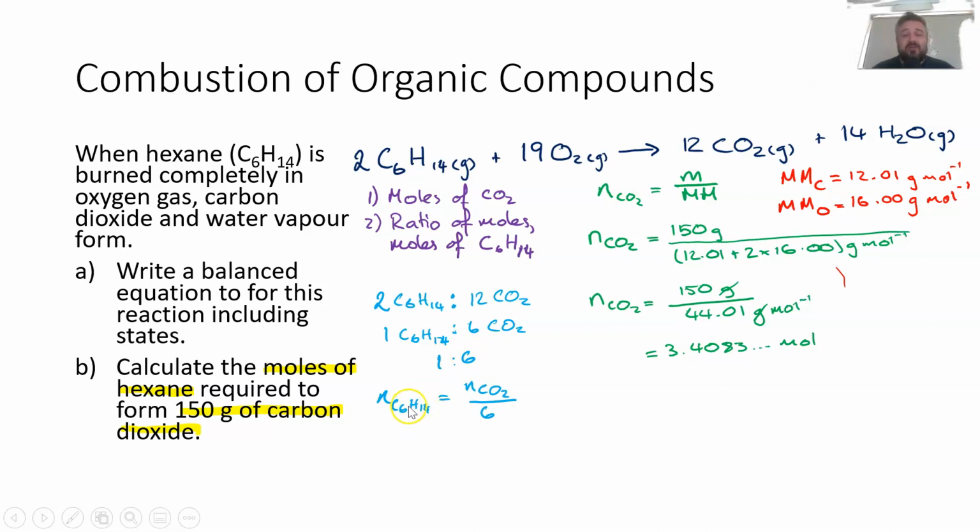So our moles of hexane are the moles of carbon dioxide divided by 6. We've got that number over here, right? So we just pump that in. That number divided by 6 gives us 0.56805.